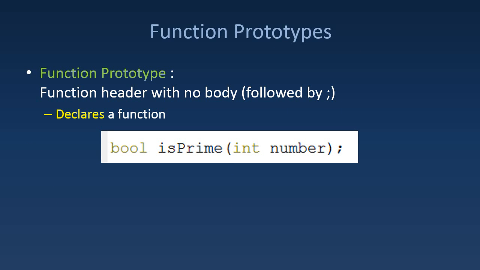So the next idea is the idea of a function prototype. And this is declaring a function without actually defining how it works. So that isPrime function, if I write bool isPrime int number semicolon, and I don't have the curly brace and all the code for it, I'm saying, hey, this function's going to exist. I'm just not defining it yet.